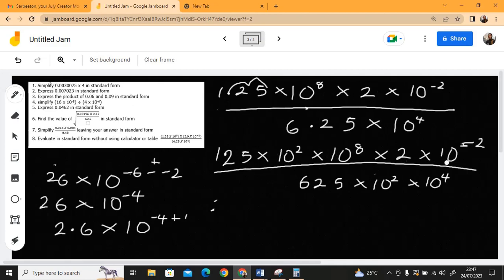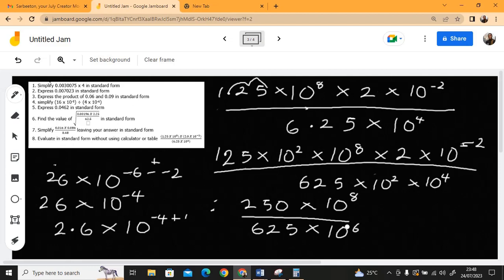So the tens are the same thing. 125 times 2 will give us 250, right? That is 250 times, this one is just addition: 2 plus 8 is 10, then 10 minus 2, that is 8. So that is 10 raised to the power 8, right? Divided by 625 times, this one also, 2 plus 4, that is 6. 10 raised to the power 6.